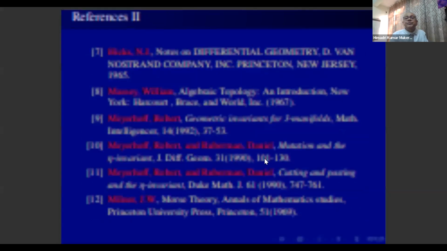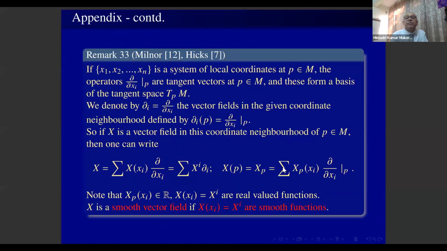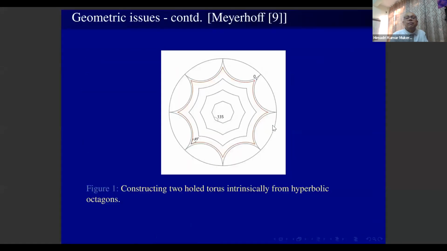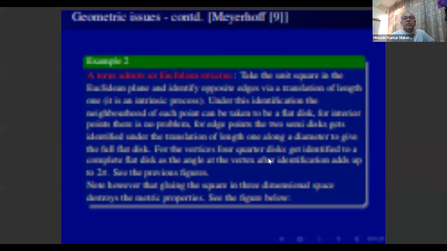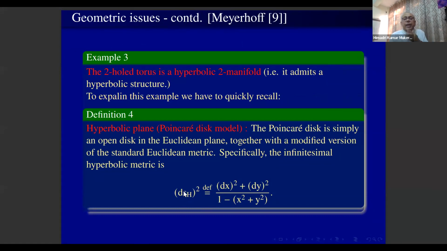So I come back to the point where I started. This is the hyperbolic metric, and we define it as in the Poincaré disk model. So it is dx² plus dy² divided by this one. So g_ij will be g11 and g22 only, and this will be 1 over this, in both cases. So that is your infinitesimal hyperbolic metric on the Poincaré disk model.